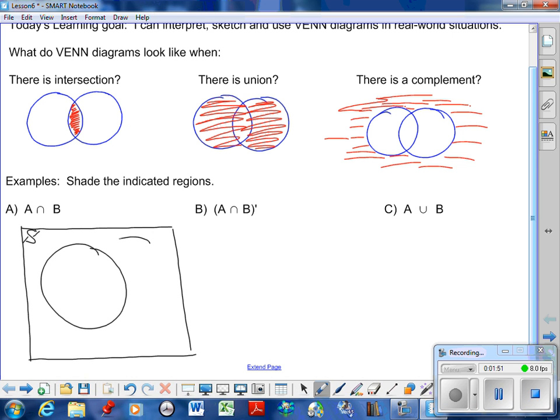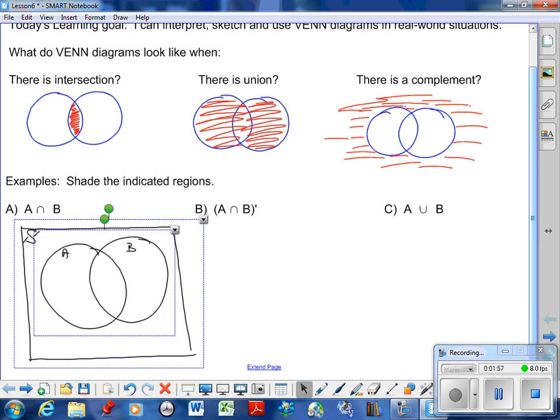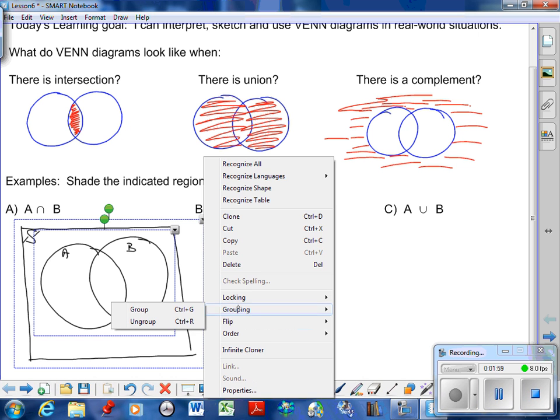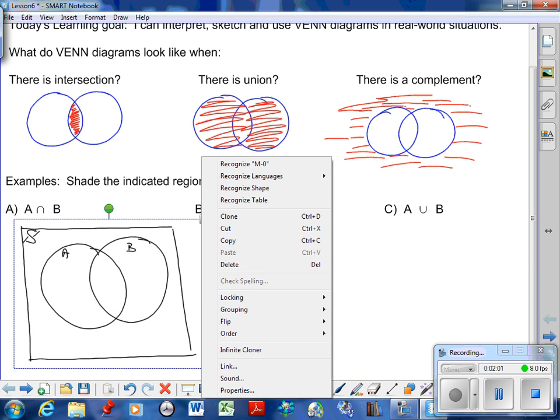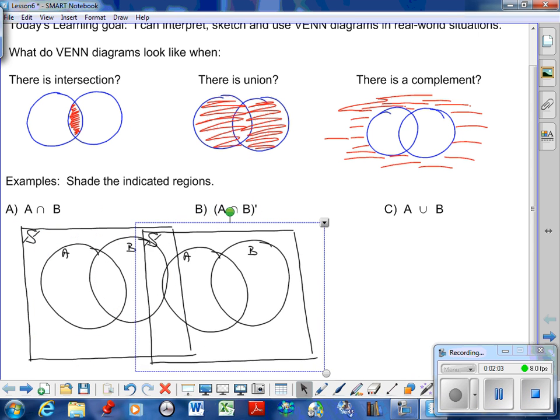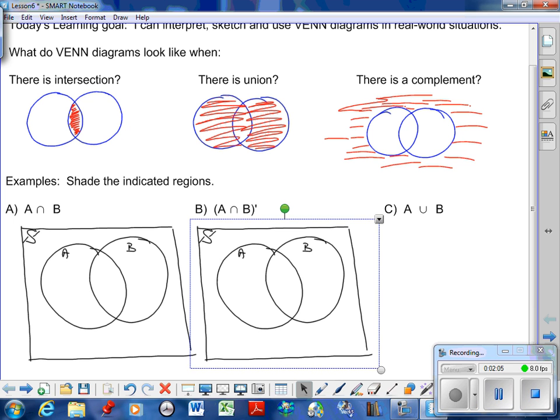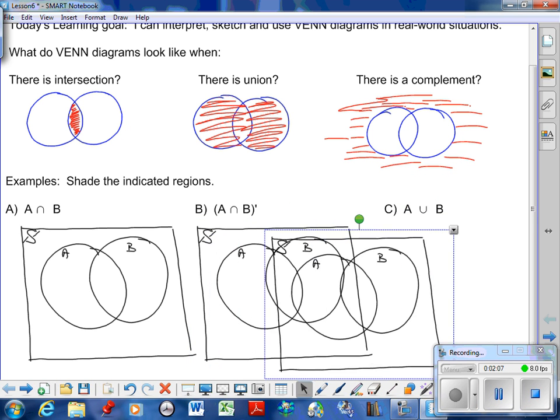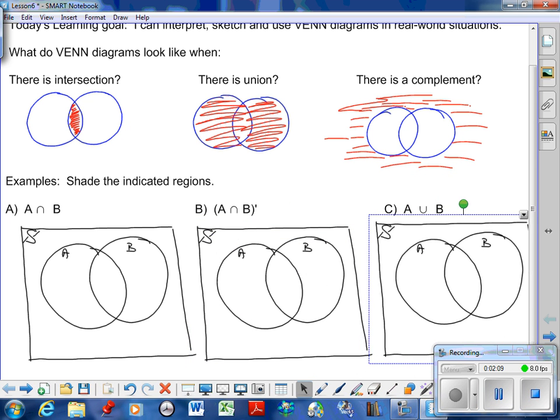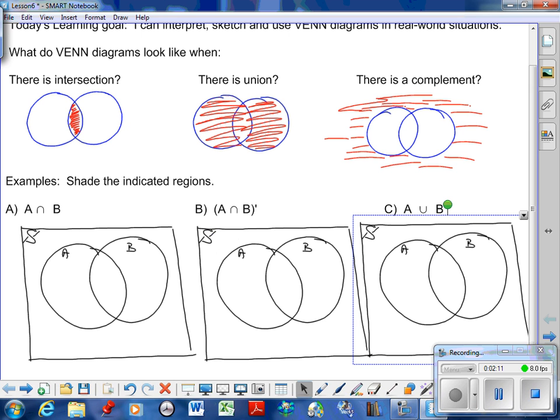Here we go. Two sets, A and B. Now, through the miracle of technology, I will clone that and upset you greatly because of the fact I can clone it. There's my second one, and there's my third one. Better keep it on the page so at least you can see it.